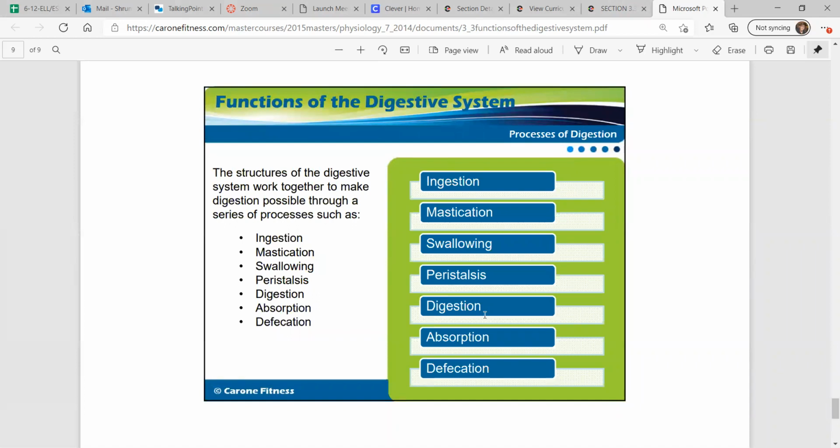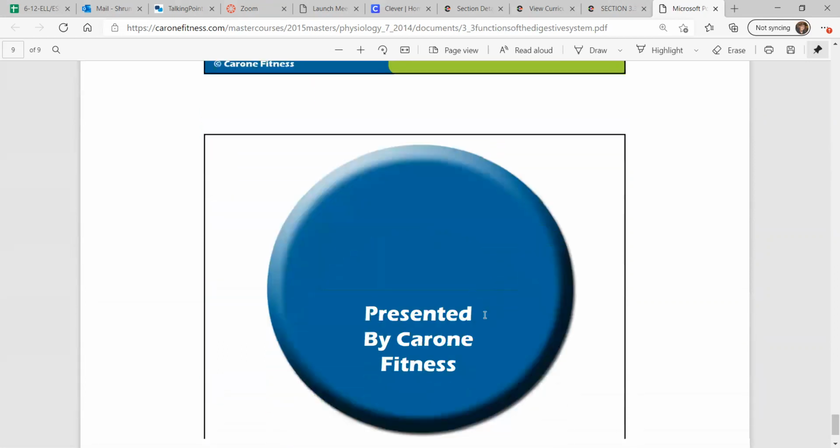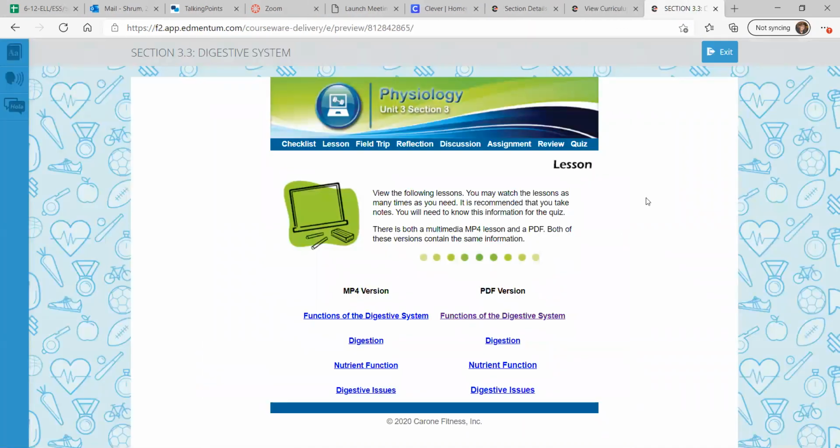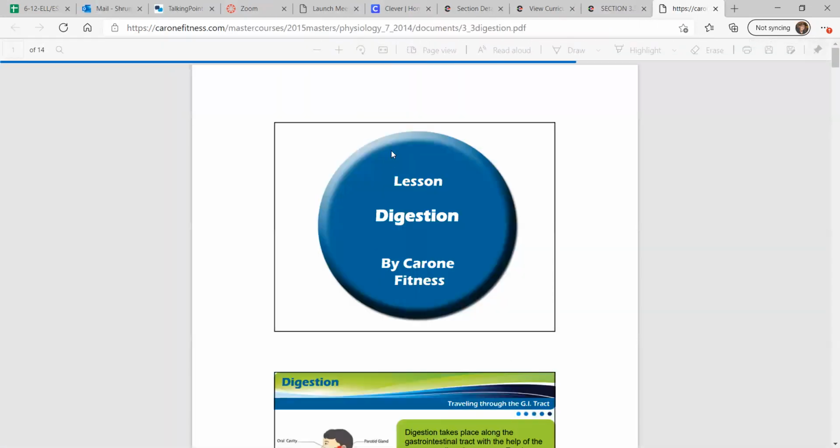The structures of the digestive system work together to make digestion possible through a series of processes such as ingestion, mastication, swallowing, peristalsis, digestion, absorption, and defecation. And that's the end of the first lesson in this section. Now we're going to get to digestion itself.